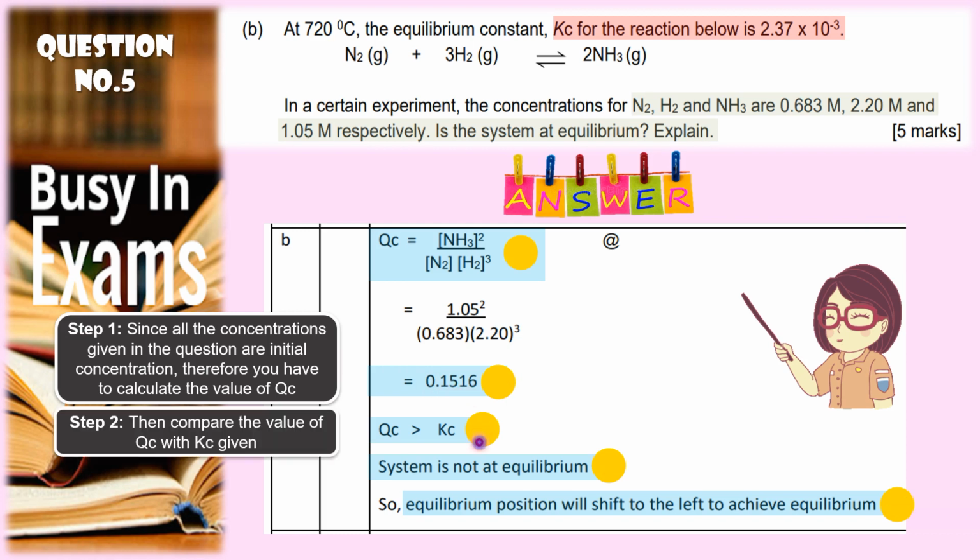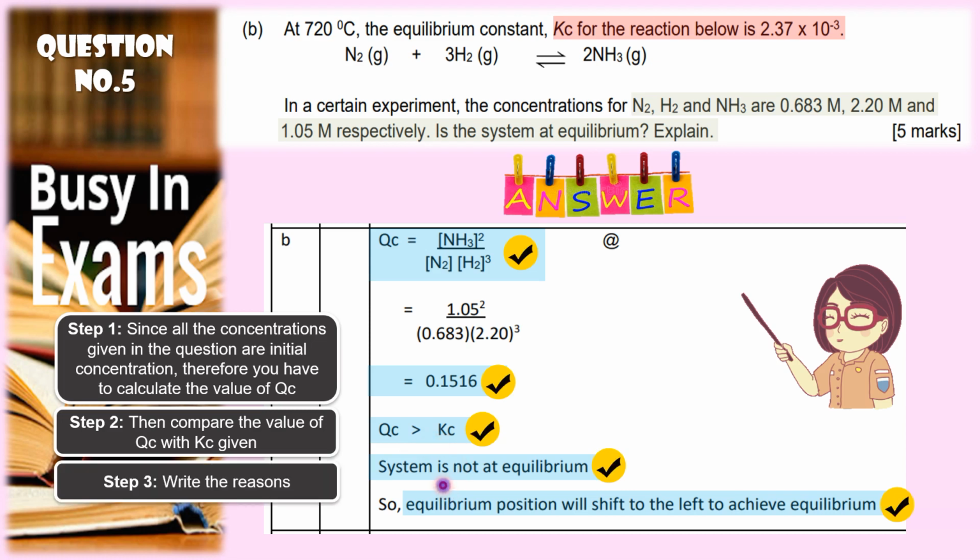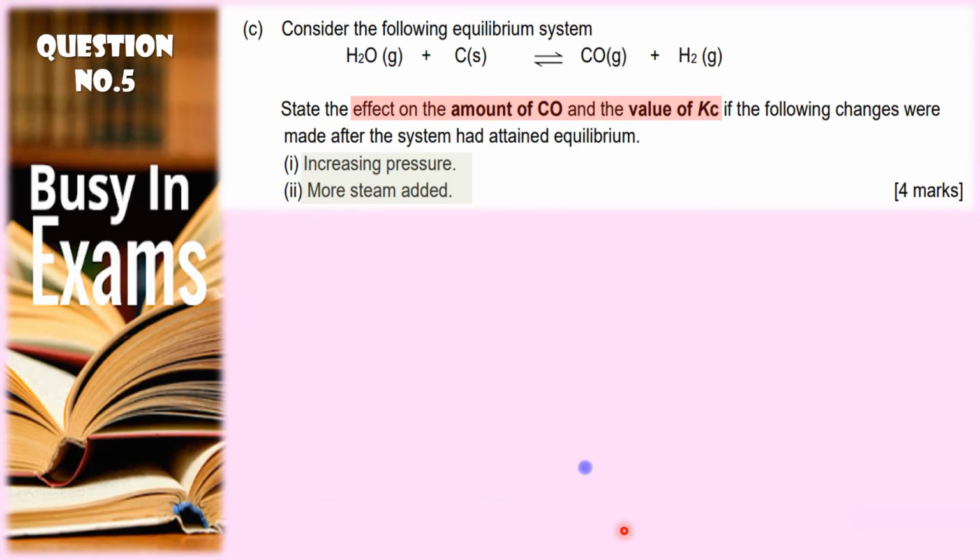And then you compare, number 3 you compare. Okay, the third mark, comparison. So Qc is bigger than Kc. The reason, so system is not at equilibrium. So meaning that when Qc is bigger than Kc, which means the reactant is smaller and the product is bigger. So that's why the system shift to the left. Each reason 1 mark. Okay, alright.